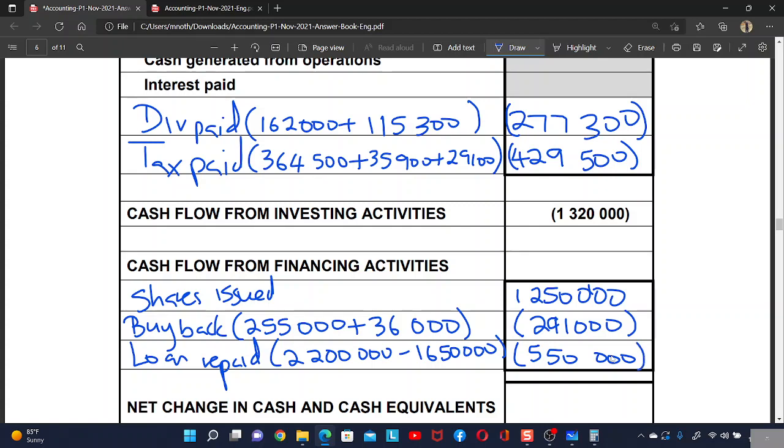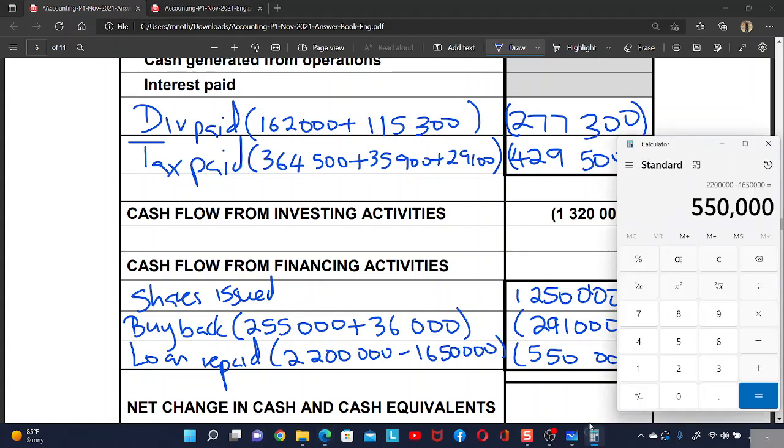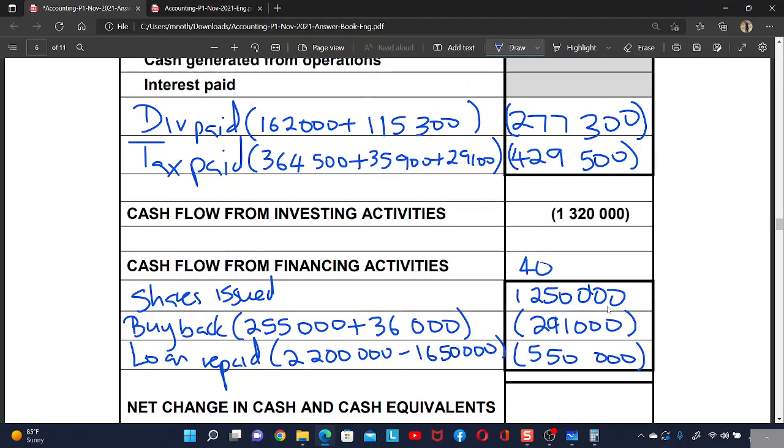Now let's get the cash flow from investing activities. 1,250,000 minus 291 minus 550. The answer is 409,000.